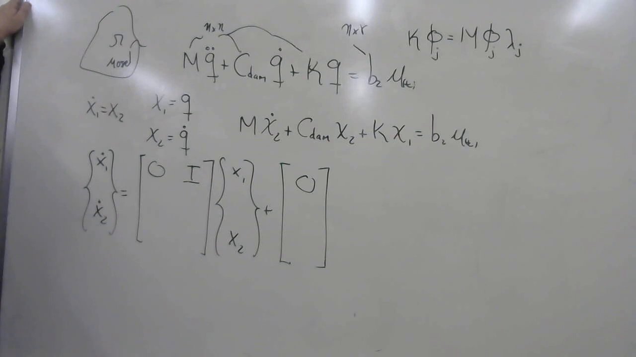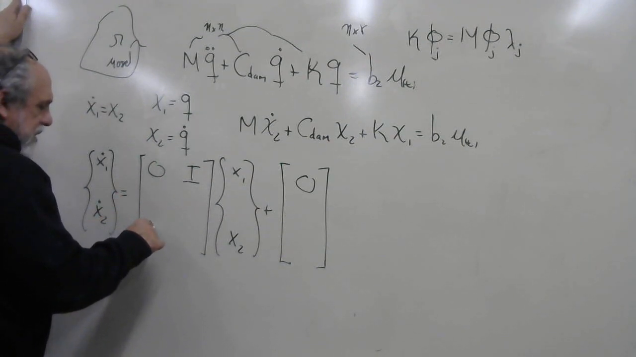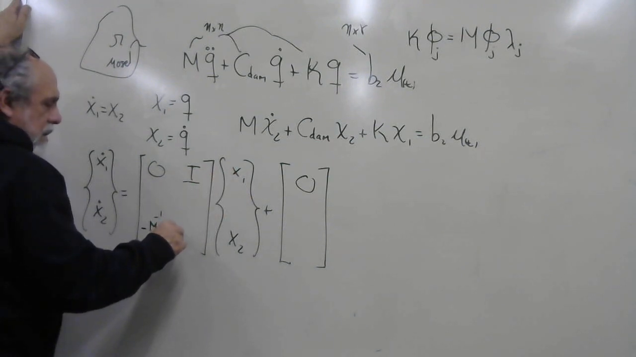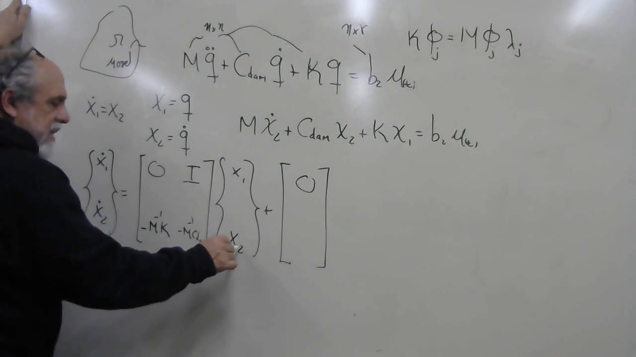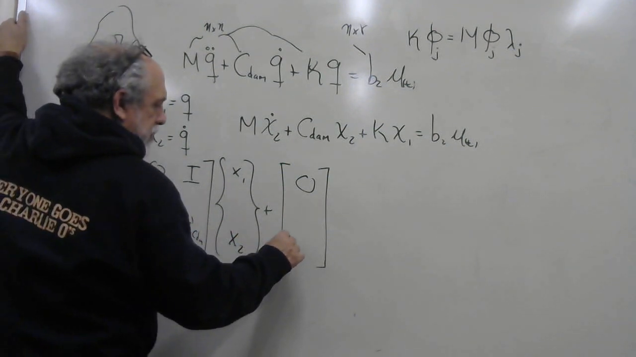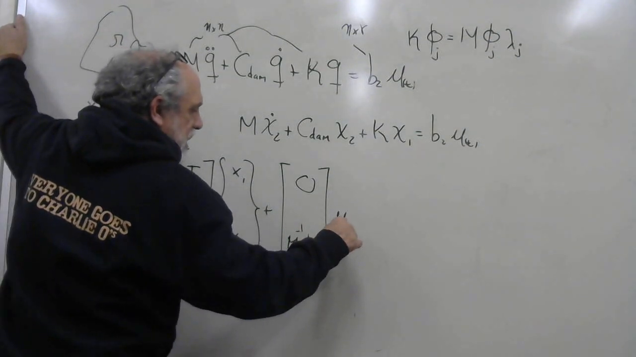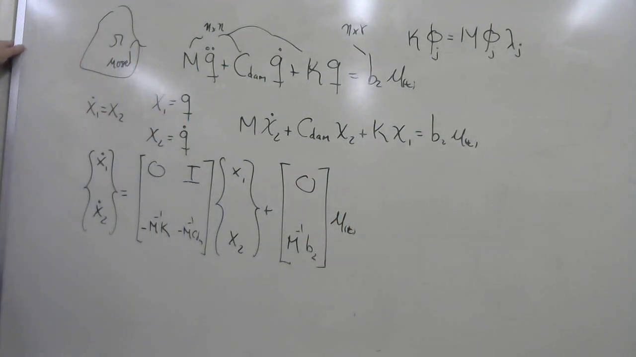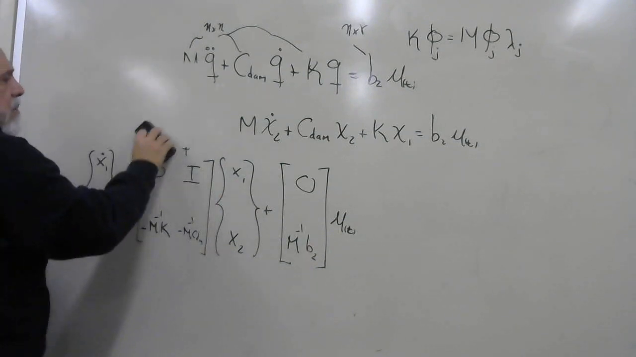That's correct. The next equation, which I erased, reads minus m to the minus 1 k times x1 minus m to the minus 1 c times x2 plus m to the minus 1 b2 times ut is equal to 0. And since this is a 0, I can put the ut outside. And this system that we get here is really where we wanted to go from the very beginning.